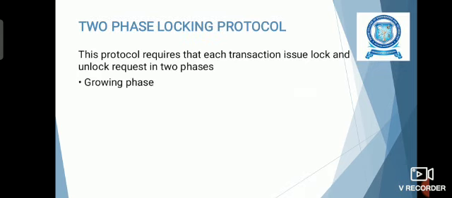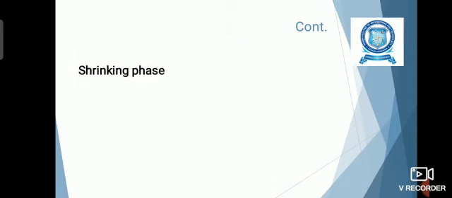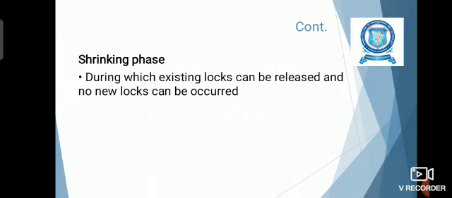Next, we can see the topic two-phase locking protocol. Two-phase locking protocol requires that each transaction issue lock and unlock requests in two phases. They are growing phase and shrinking phase. Growing phase means during this phase, new locks can be obtained but none can be released. So growing phase is the time period during which all the transactions will obtain the necessary locks on the data items. So the locks will be made on the different data items by the different transactions during the growing phase.